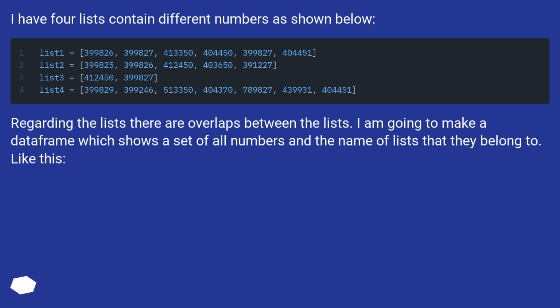Regarding the lists, there are overlaps between the lists. I am going to make a data frame which shows a set of all numbers and the names of the lists that they belong to. Like this.